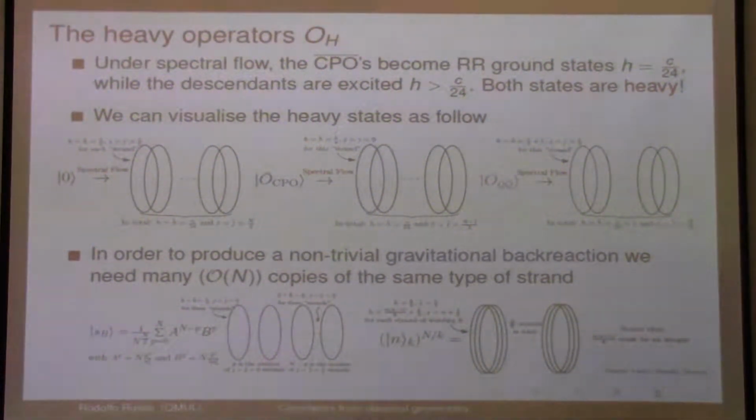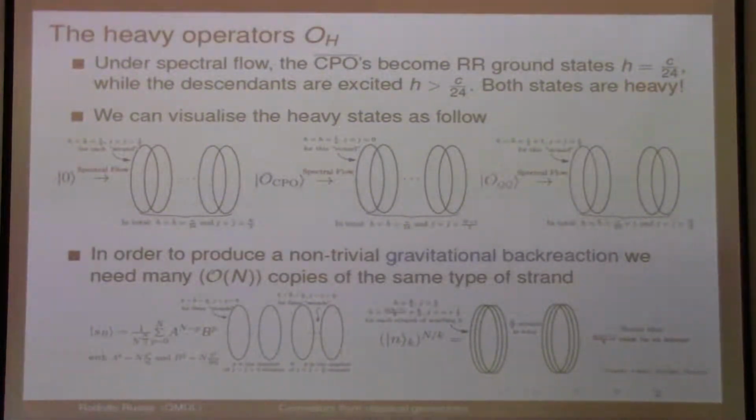So one easy way of doing that, which is the main example that I will be focusing on, is to go to the Ramond sector of the conformal field theory, right? Because even the ground states in the Ramond sector have dimension which is fixed to be c over 24. So the dimension would scale with c.